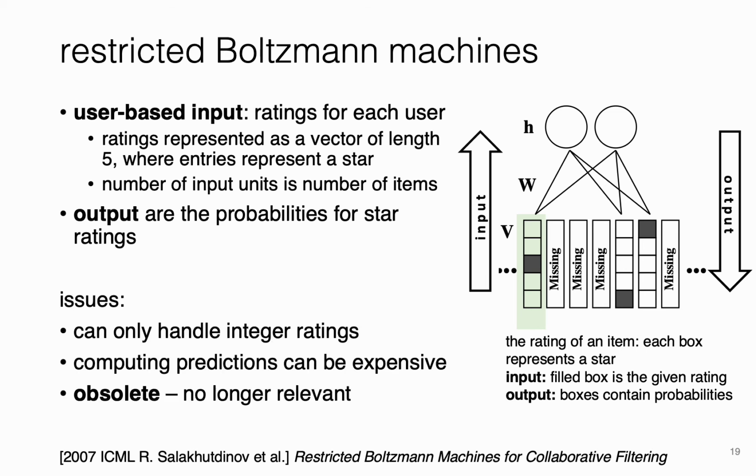There are a few issues with RBMs. As you may have noticed, they can only handle integer or discrete ratings. There must be as many boxes per input, per item, as possible ratings. Here we had 5 boxes. Another issue is that predictions can be expensive, as the output probabilities must be sampled to predict ratings. For these reasons, they are no longer considered relevant methods for predicting ratings.